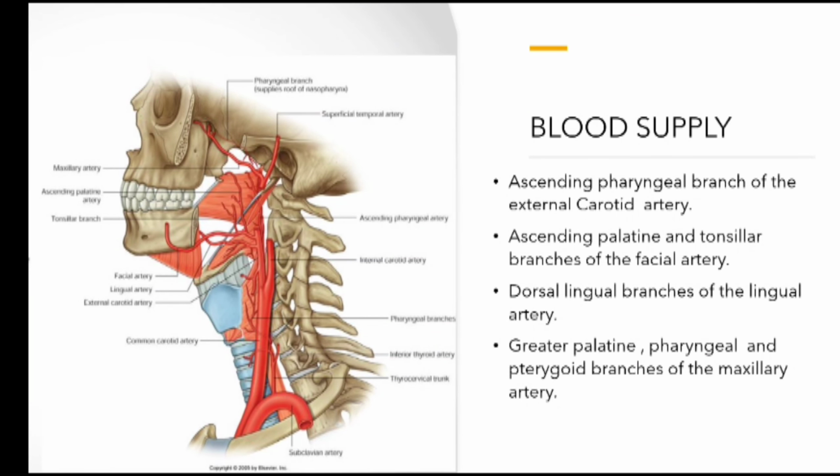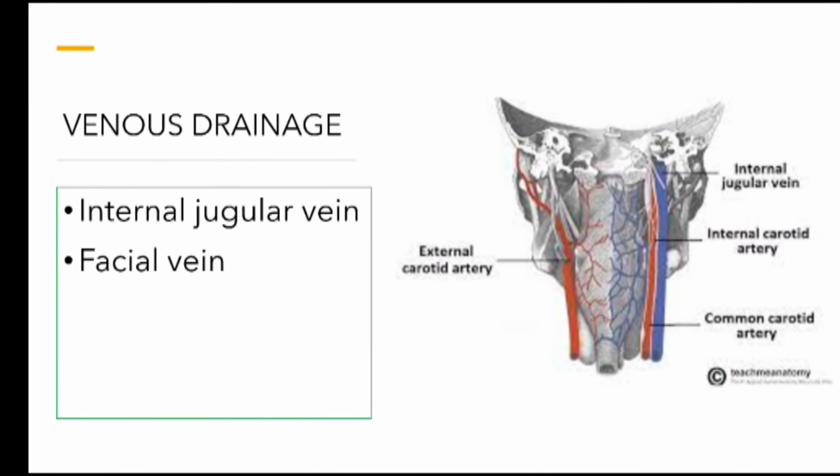The blood supply of the pharynx is basically by the ascending pharyngeal branch of the external carotid artery, ascending palatine and tonsillar branches of the facial artery, dorsal lingual branches of the lingual artery, and greater palatine, pharyngeal, and pterygoid branches of the maxillary artery. The venous drainage is by the internal jugular vein and the facial vein.